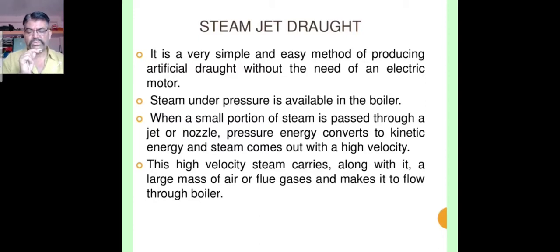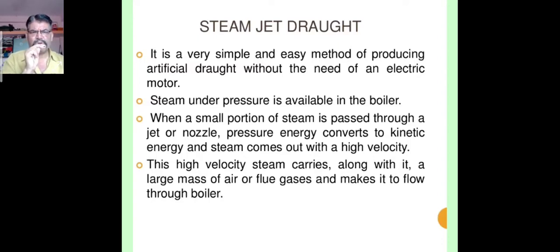In induced steam jet draught, the steam jet issuing from a nozzle is placed in the chimney, but in a forced steam jet draught, the steam issuing from the nozzle is placed in the ash pit under the fire grate of the furnace. The steam under pressure is available in the boiler. This high velocity steam carries along with it a large mass of air or flue gases and makes it flow through the boiler.